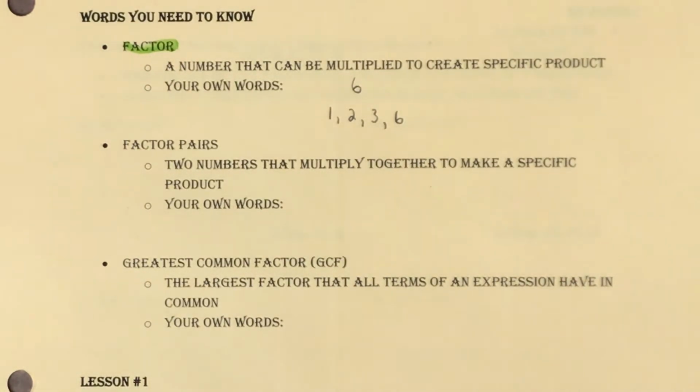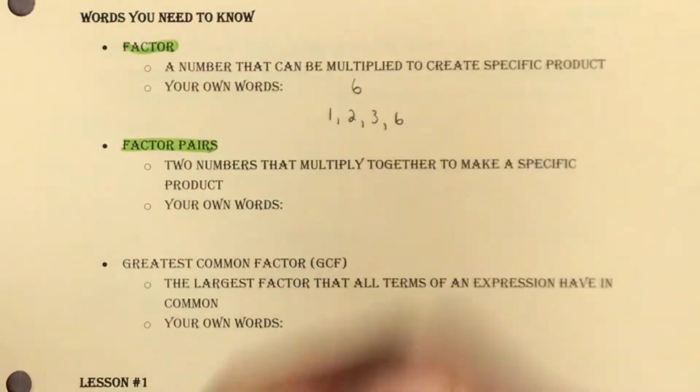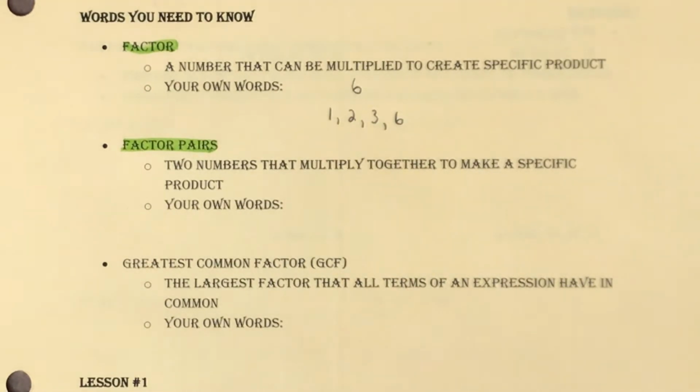So that leads us into our second word here, which is factor pairs. So now we're talking about the numbers specifically that can be multiplied together. So this is two numbers that multiply together to make a specific product.